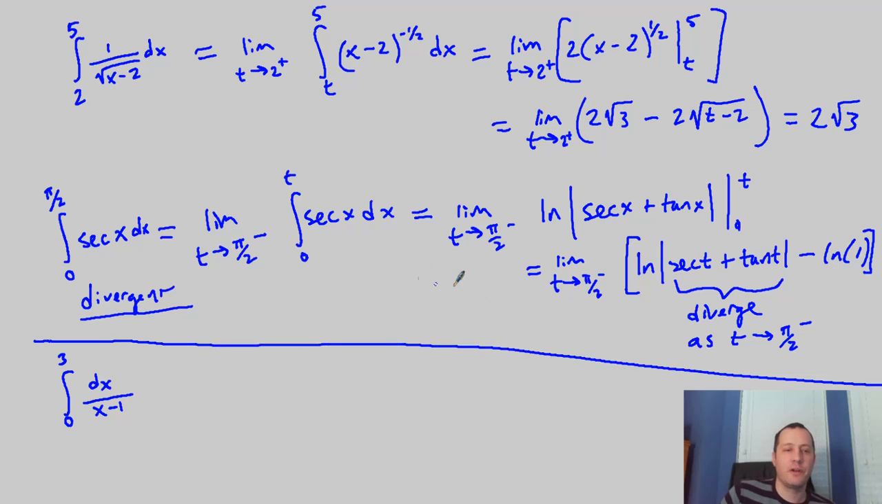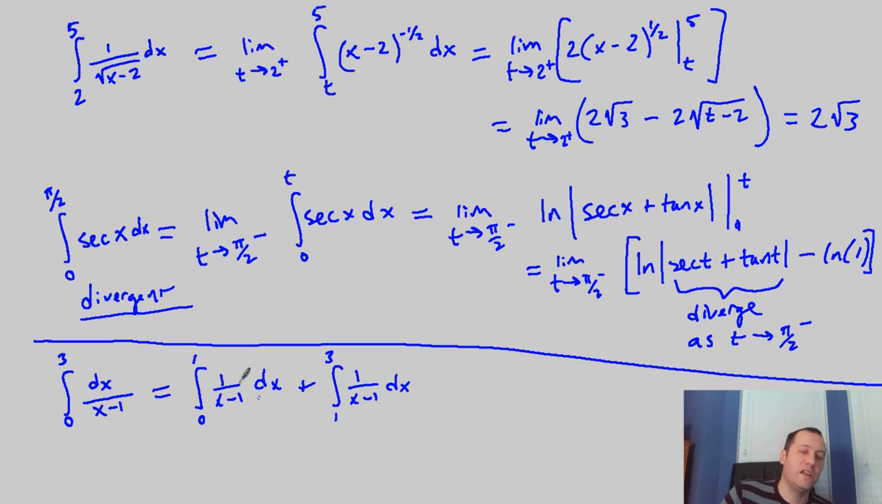All right, last one here. This one, the issue is that we have this vertical asymptote somewhere in the midst of this definite integral on that interval. So there's a vertical asymptote at 1, and the integral goes from 0 to 3. So we have to split this up. You have to integrate it from 0 to 1 and from 1 to 3.